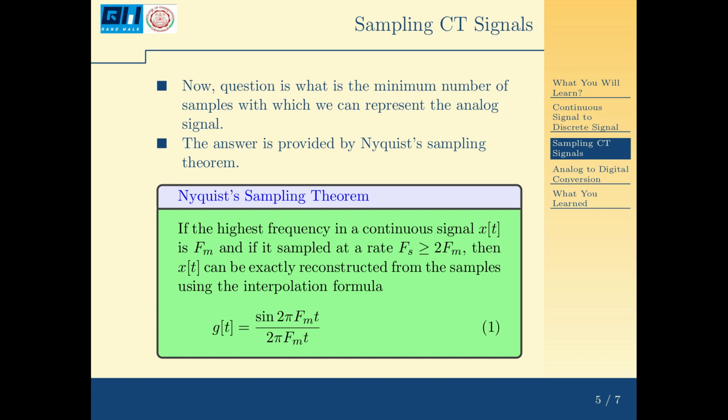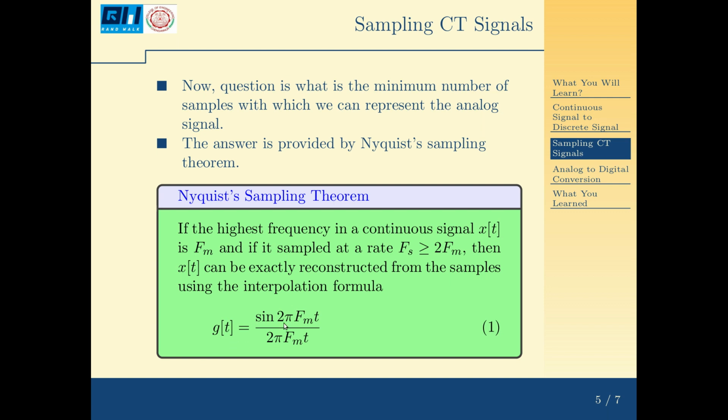So now the question is, what is the minimum number of samples I have to take to faithfully represent the signal? The answer is provided by the Nyquist sampling theorem. By the Nyquist sampling theorem, if the highest frequency of a continuous time signal x(t) is capital Fm, and if it is sampled at a rate fs greater than or equal to 2Fm, then the original signal x(t) can be exactly reconstructed from the samples using the interpolation formula.